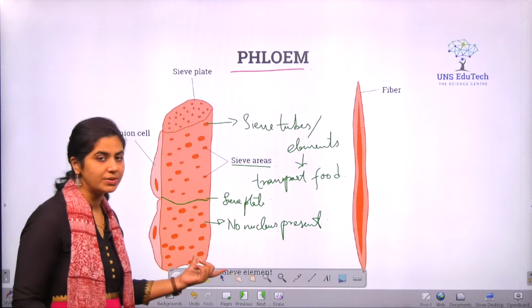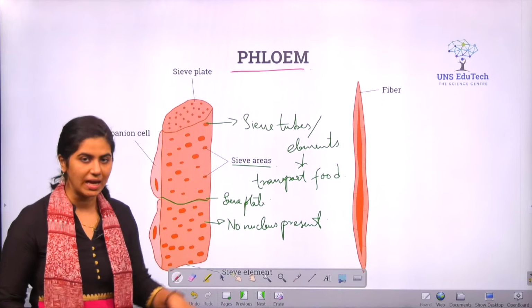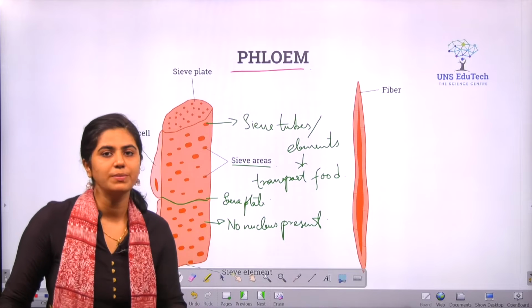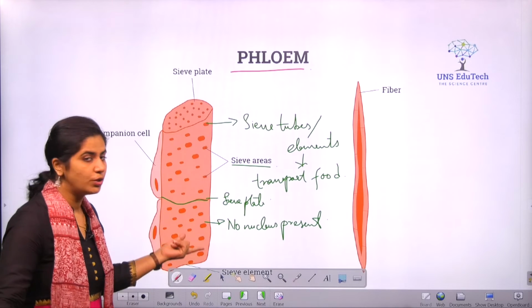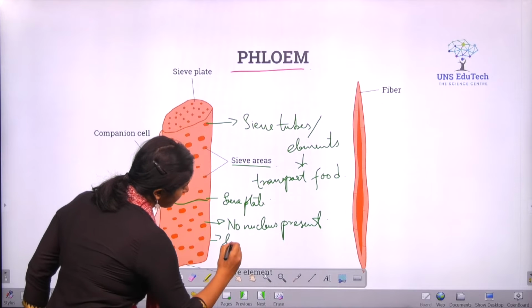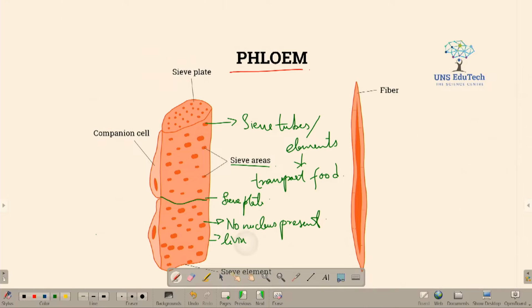But the main difference between sieve tubes and the xylem is that xylem will be a dead cell once it matures, but the sieve tube is still a living cell.